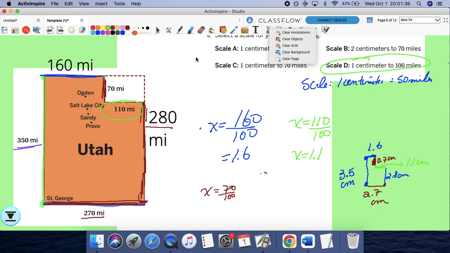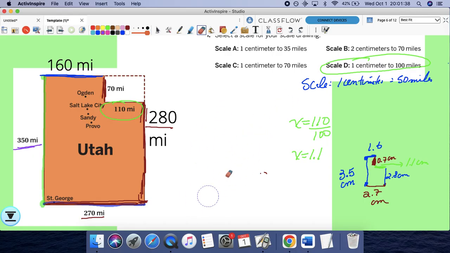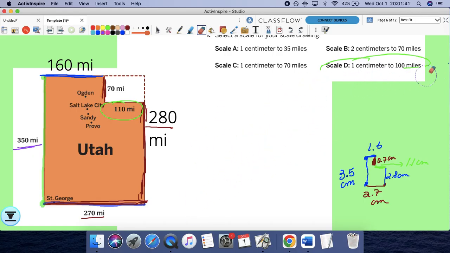Okay. I will do one more. God knows if anybody's still going to be watching, but let me change this. Let me tell you that this is scale D, right? 1 centimeter is 100 miles. Let me do this one here, scale A. Did we do scale A in class? I think we did, so I'm not going to do that.